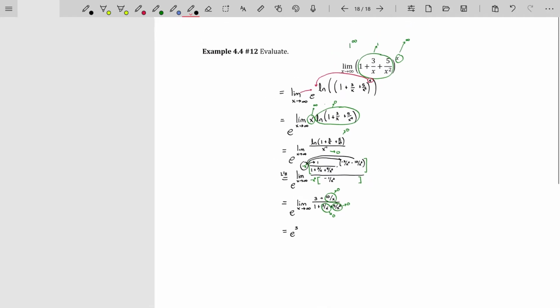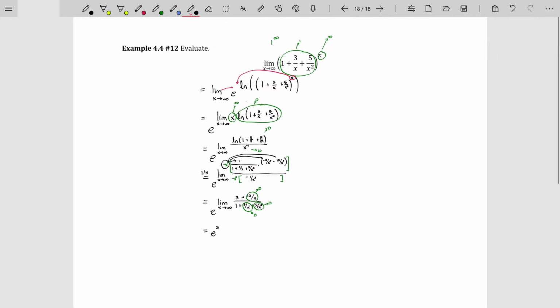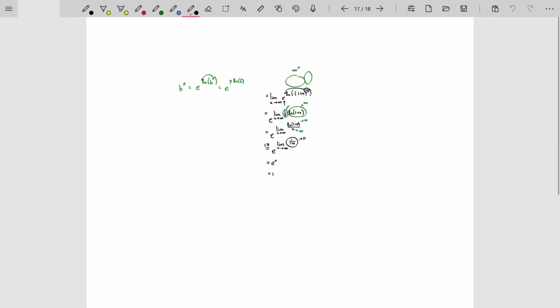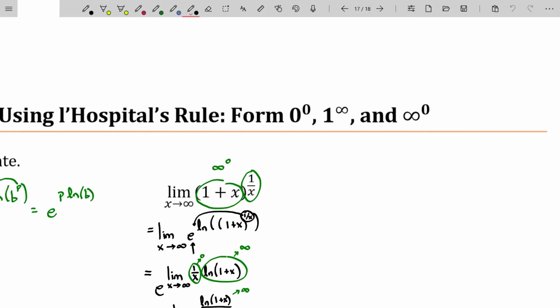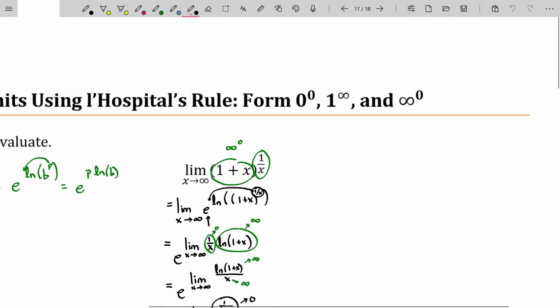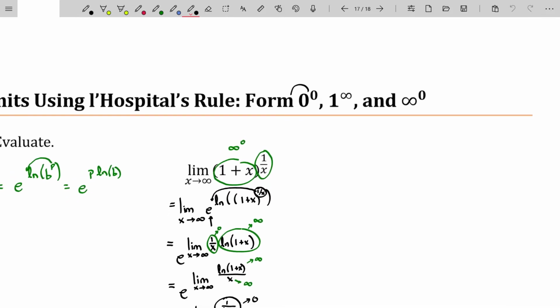And that rounds out all of L'Hopital's rule. Remember, when you're evaluating limits of the form 0 to the 0th, 1 to the infinite, or infinity to the 0th, you're going to trade out those functions for e to the natural log of those functions. And that will allow you to unlock those exponents and move those exponents out in front. And then you would be able to manipulate them so you can use L'Hopital's rule.